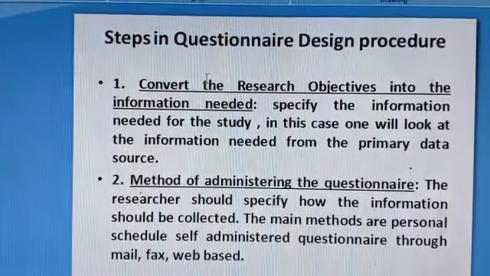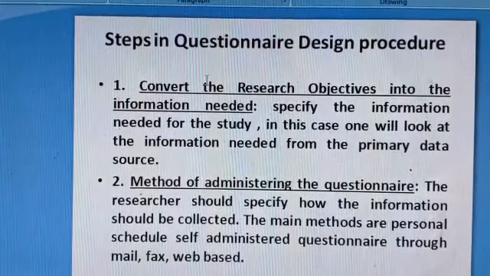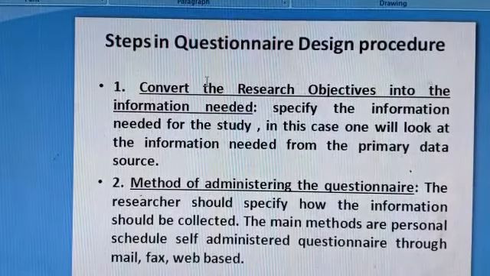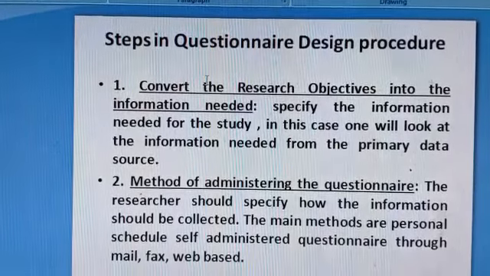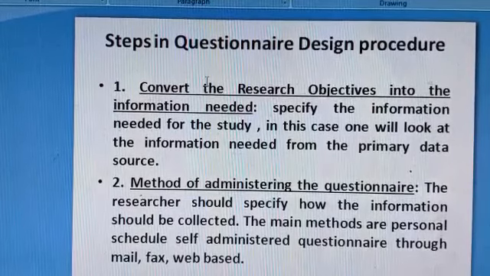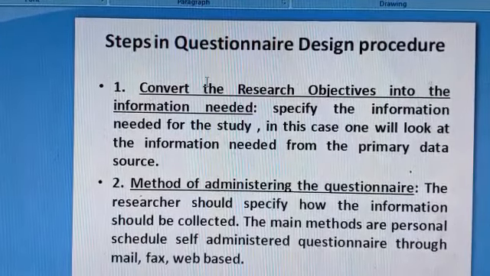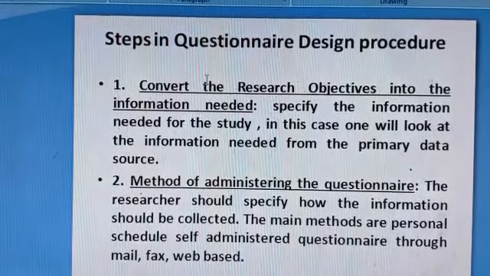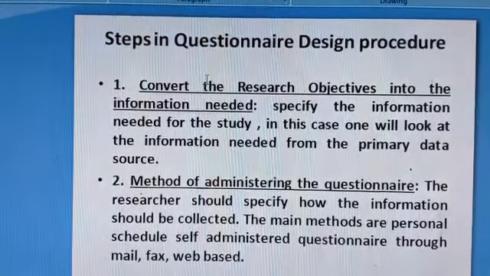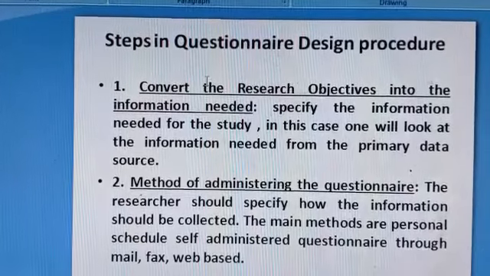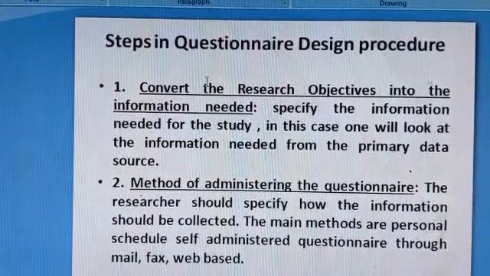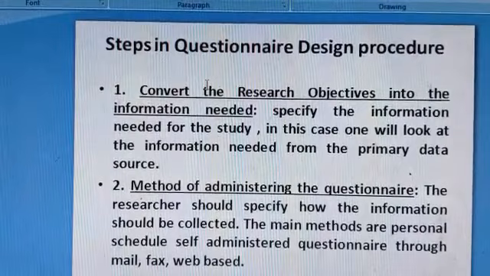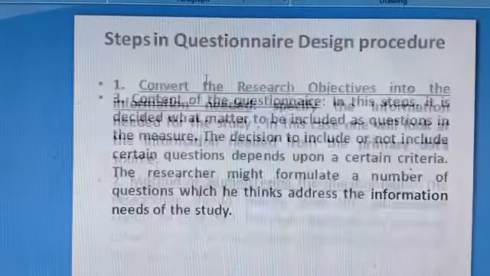Second, the method of administering the questionnaire. The researchers should specify how this information or data is to be collected. The main methods we have are personal schedule, or self-administered questionnaire through mail, fax, web-based or internet, etc. So this is the first step: we look into the objective, and depending on the objective what information is required. Second is about how the information will be collected.